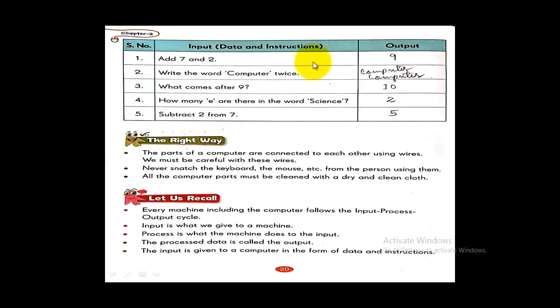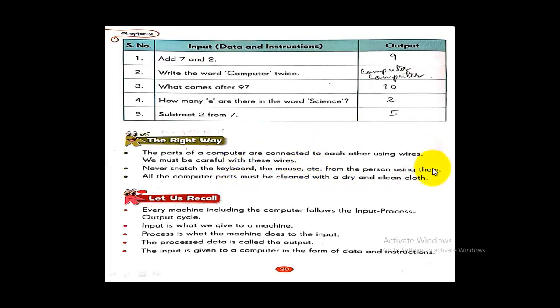Okay. Now the right way: the parts of the computer are connected to each other using wires. Wires are another part of the computer. Now we must be careful with these wires, because you may get a shock. Never snatch the keyboard or the mouse. Do not pull the wire.